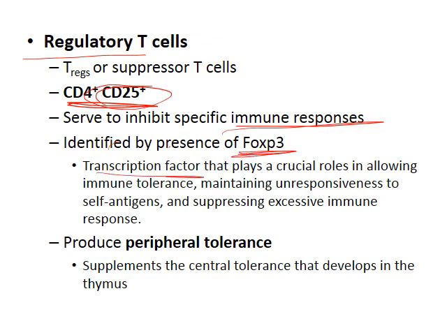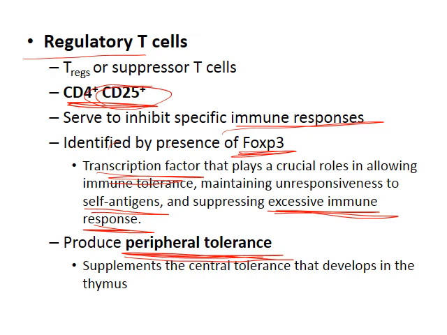FOXP3 is just a transcription factor that's going to allow for immune tolerance and maintain unresponsiveness to self-antigens. So this is important because you don't want your immune system to start attacking all your cells. If they're not infected, we don't want them to die. So this kind of suppresses it and prevents an excessive immune response to any sort of antigen. So these guys are important for what we call peripheral tolerance. And we'll get into central tolerance in a little bit, but it just kind of helps with keeping your T cells in check.